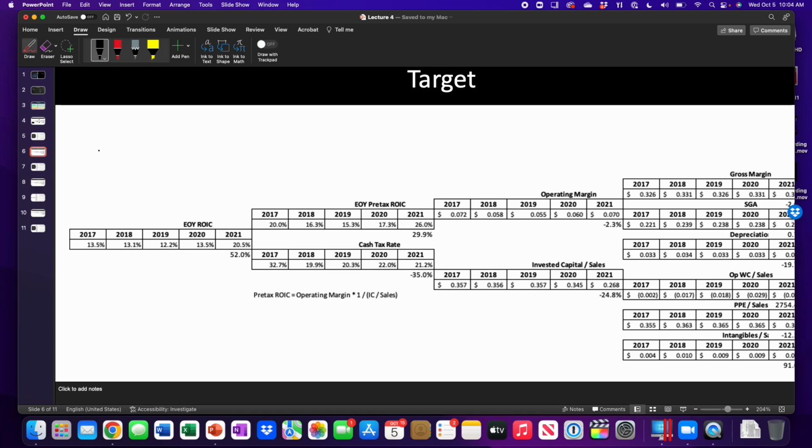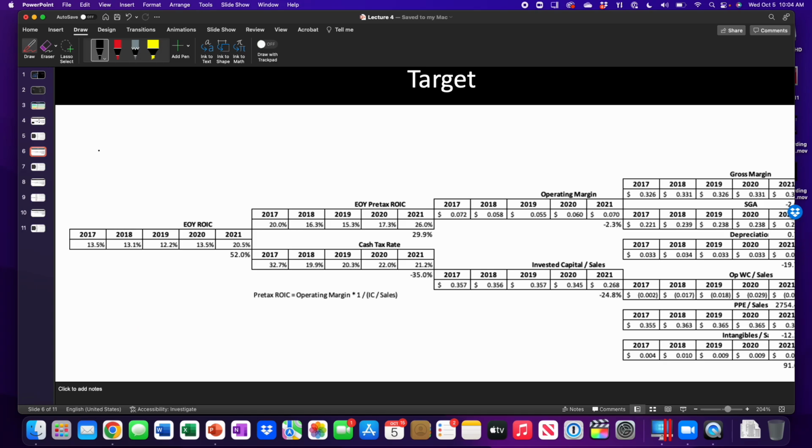Driver number one, cash tax rate. In 2017, their cash tax rate was 32.7%. In 2021, it fell to 21.2%. That 35% drop in the cash tax rate should have helped the ROIC. So one of the reasons why Target's ROIC improved was because of the tax rate.